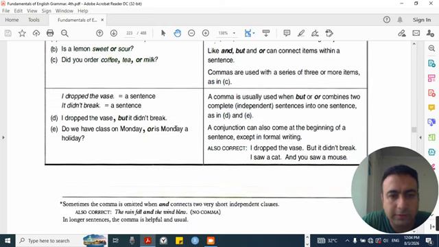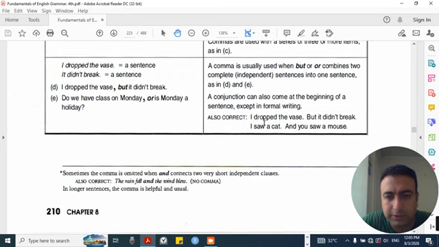I dropped the vase, a sentence. It didn't break, a sentence. D. I dropped the vase, but it didn't break. E. Do we have class on Monday? Or is Monday a holiday? A comma is usually used when but or or combines two complete independent sentences into one sentence, as in D and E. A conjunction can also come at the beginning of a sentence, except in formal writing.